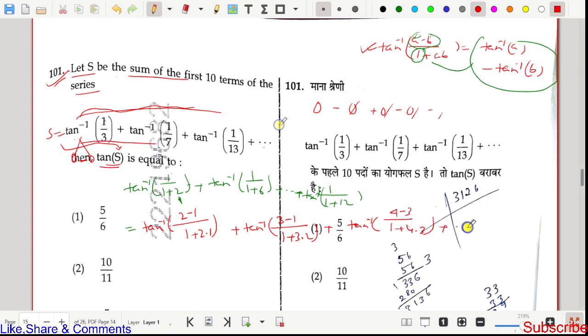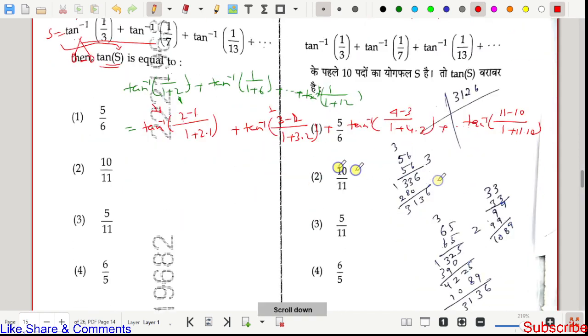Now here I have to find the sum of the first 10 terms. When it is the first term, here 1, 2 and 1. For the second term, 3, here it will be 3 minus 2. Similarly, for the 10th term, it will be tan inverse of (11 minus 10) divided by (1 plus 11 into 10). I hope you have understood this.